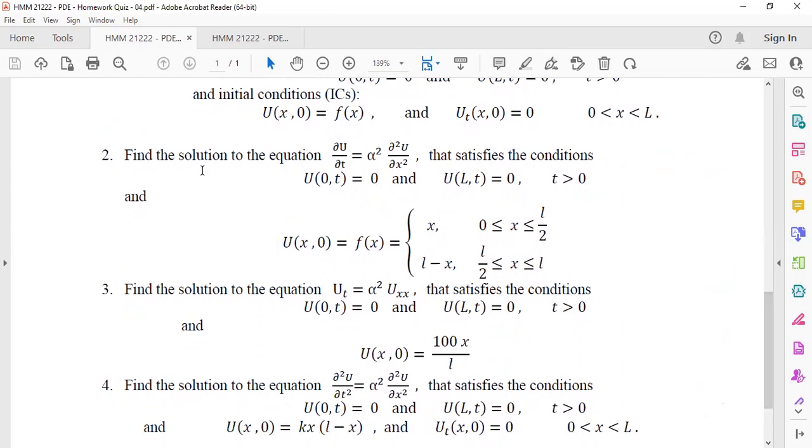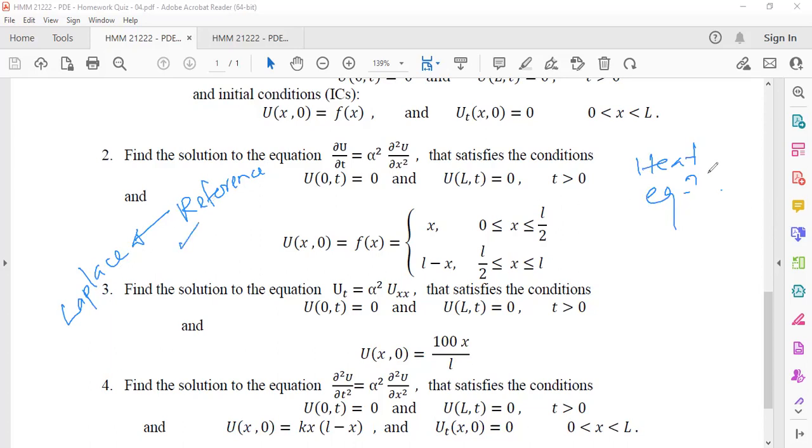Okay, the next question is: find the solution to the equation. What kind of equation is this? Can you answer me in the chat? I didn't take the Laplace for the time being. If you are interested, Laplace is your homework as well. The Laplace equation is not that difficult anyway. Please refer to this one, it is a reference. I'm just considering the heat and wave equations for examination purposes. So whatever I taught will be in your examination.